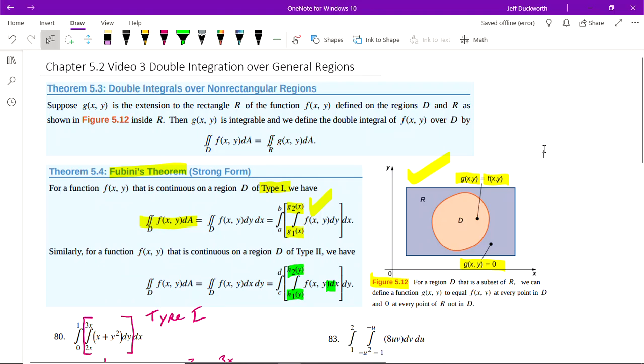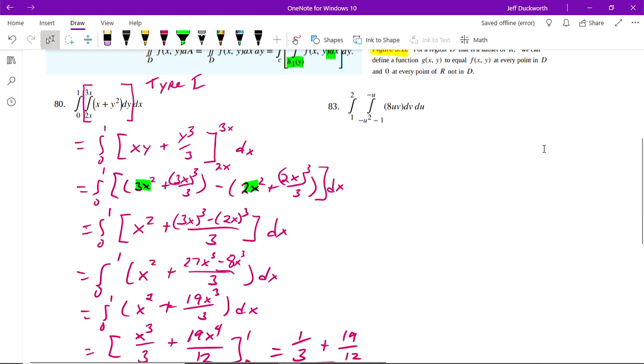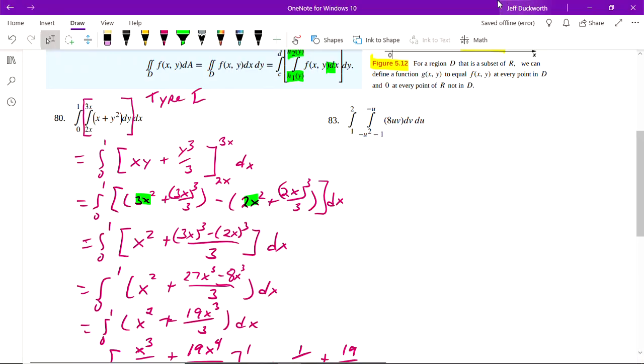Okay, so the last video got to be a little bit long after that example, so I'm going to do number 83 now. So I did 80 in the previous one, so let's work on 83. Here it's got a U and a V, so it's type 1 or type 2. We don't have the extra Y, doesn't matter.